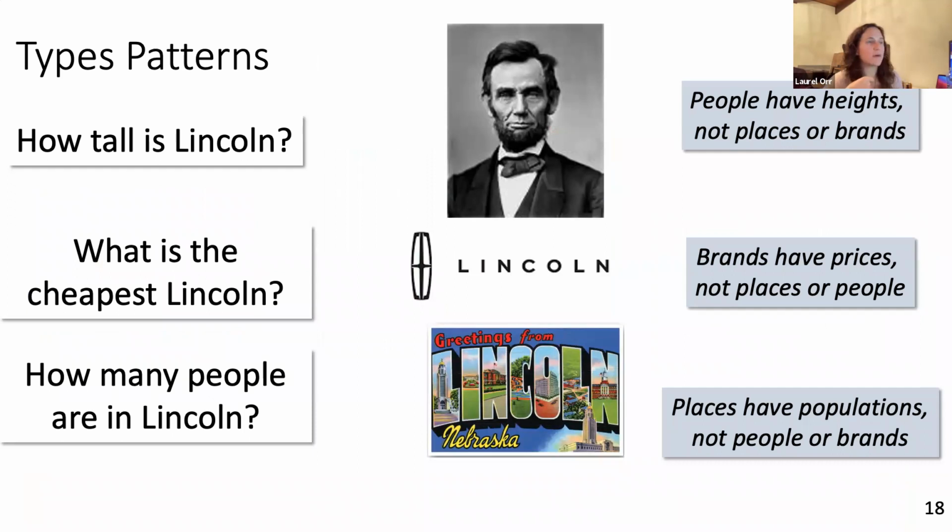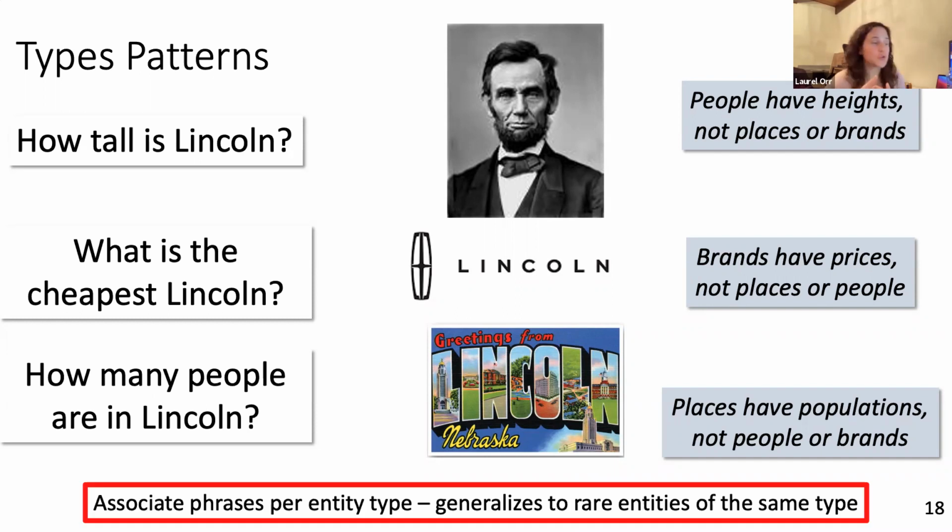When I have the question, how tall is Lincoln? That's using the fact that people have heights, not car companies or locations. What is the cheapest Lincoln refers to the car company, not the person. And how many people are in Lincoln is a question that's related to locations, not people or car companies. Again, this is another pattern that generalizes to unseen and rare entities. If I know what it means to be a person, that information can transfer to rare people as well.